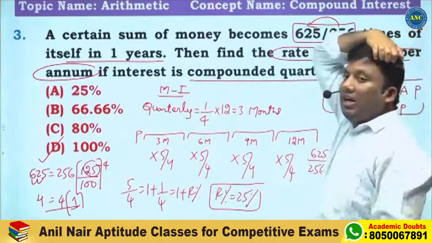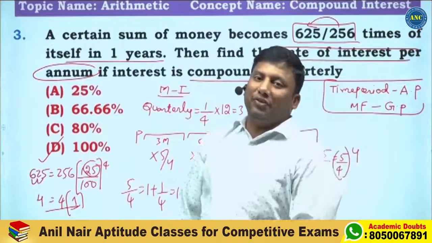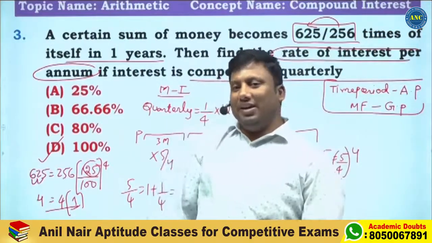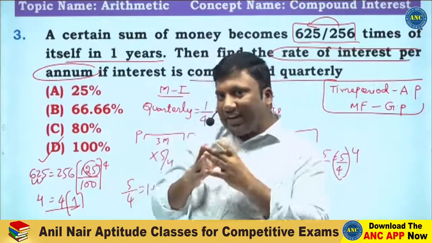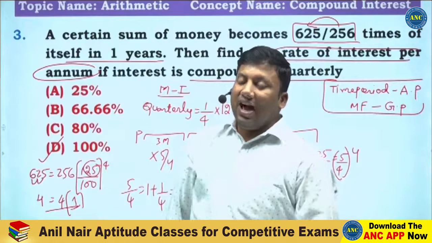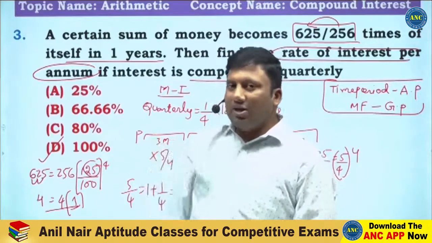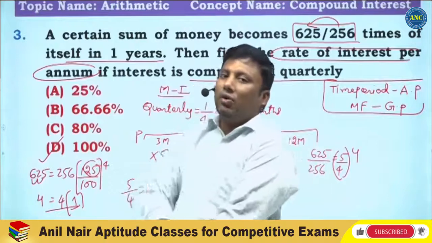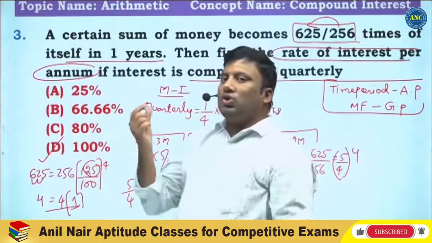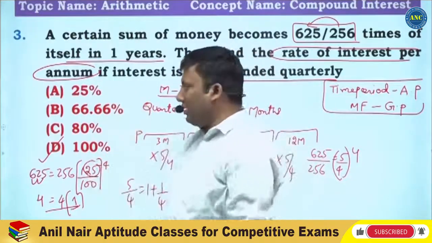625 is how many times 256? 2 times 256 is 512, so the answer is greater than 200 percent. The answer is greater than 2 times. So the overall percentage increase should be just greater than 100 percent.